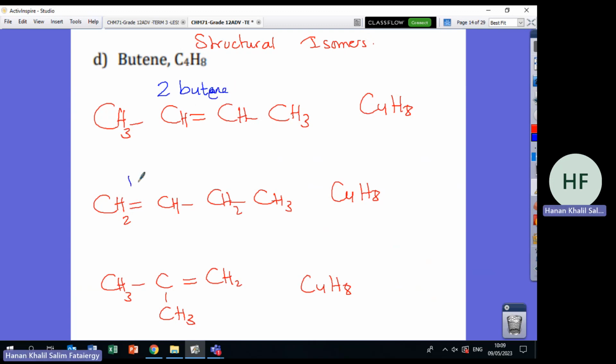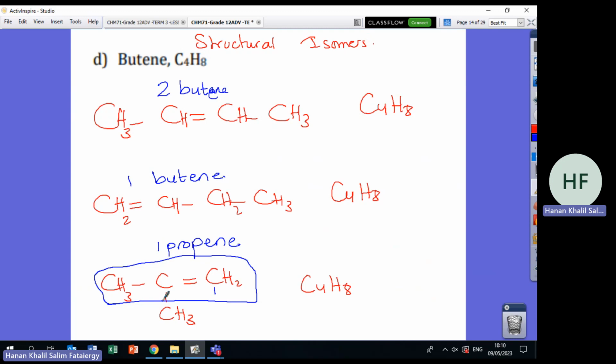Okay, and this one is called 1-butene. And this one has a branch. So this is the parent. The parent with 3 carbons is prop. Double bond means ene at carbon number 1. So 1-propene. I have a branch at carbon number 2. So this is 2-methyl-1-propene.